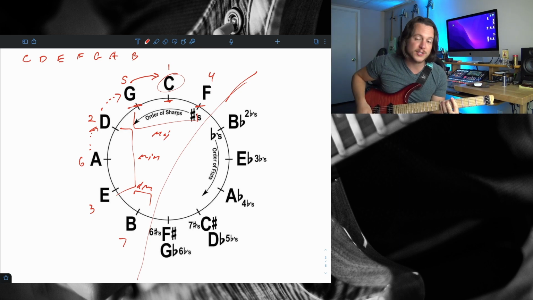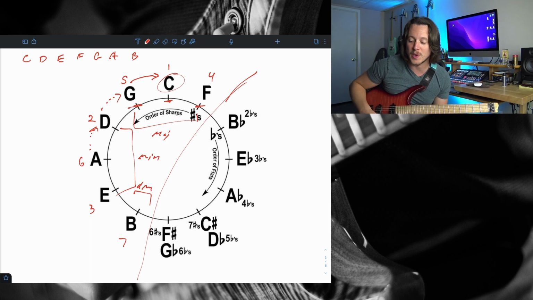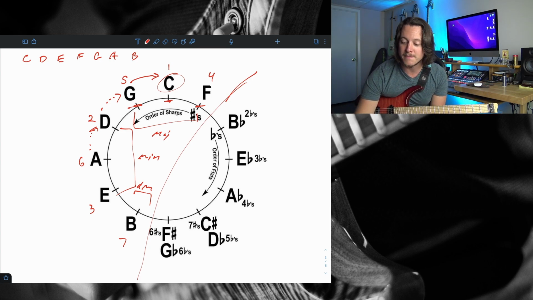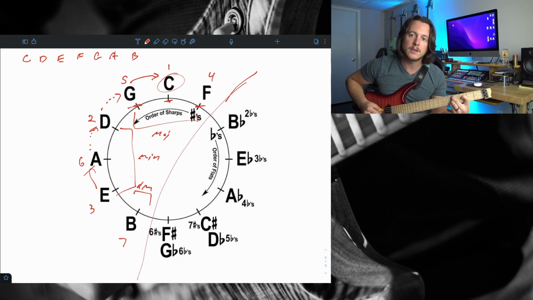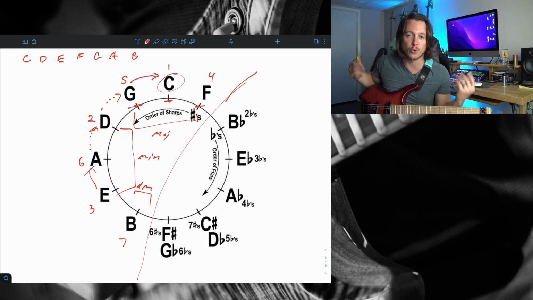So that chord progression is 6-5-1. We see that all the time in music as well. Another step further would be the 3 chord leading to 6, leading to 2, leading to 5, leading to 1. And this, again, is very present in jazz. It's a very tonal chord progression there.